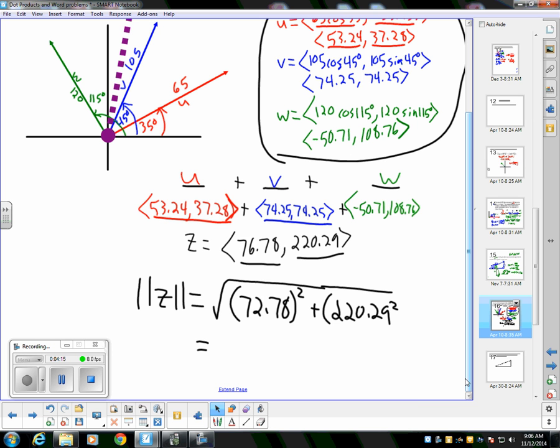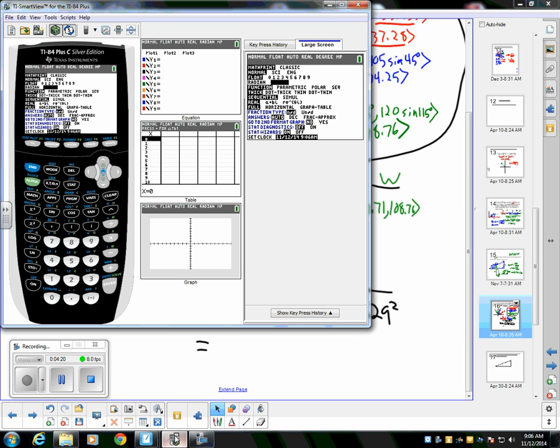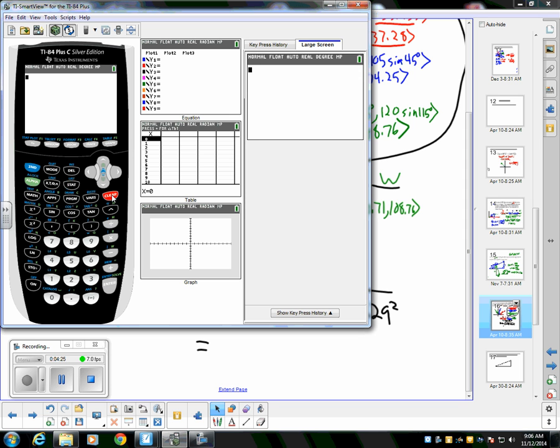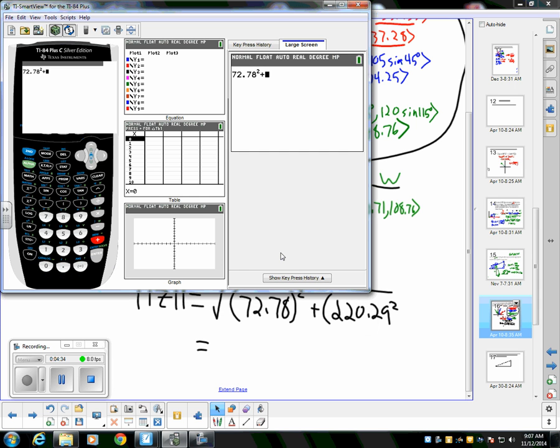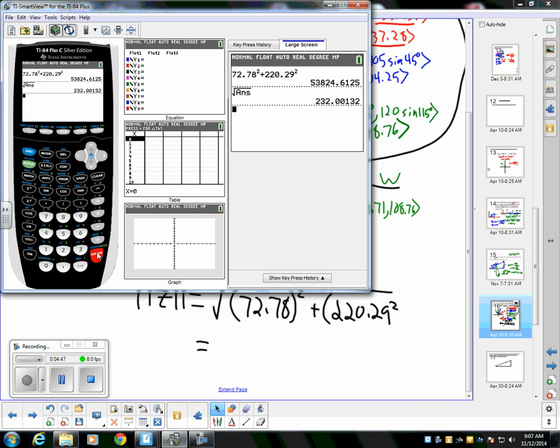Okay? So if I want to use my calculator, 76.78 squared. Let's clear everything. 76.78 squared plus, what was my other one here? Let's see if I can move this. Oh, that's nice. 220.29 squared. And then I'm going to take the square root of that answer. And I get 232.00132. So the magnitude is 232.001. We'll just call that 232.